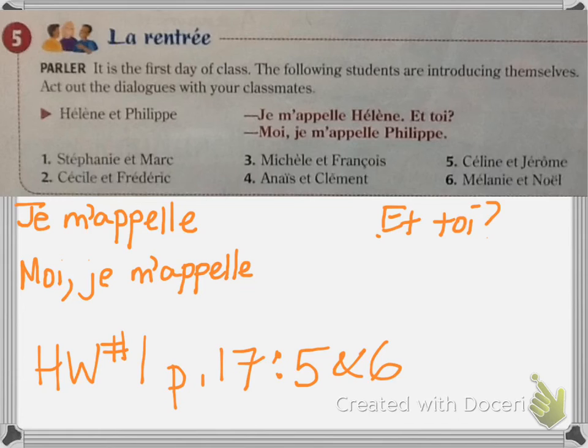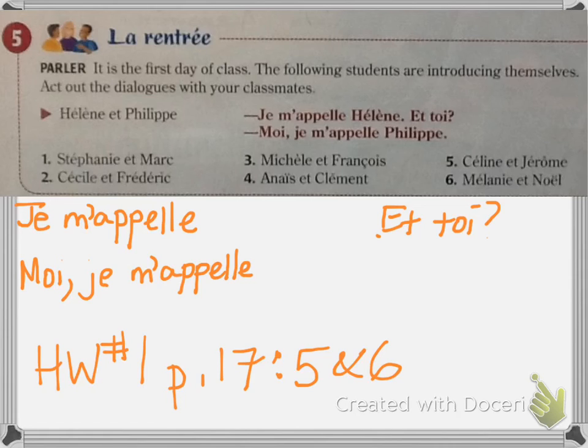Exercise 5 is la rentrée. It says, it is the first day of class. The following students are introducing themselves. Act out the dialogues with your classmates. Well, we're not going to act them out; we're going to write them out. Most times when you do assignments for me, you're going to write on your paper whatever they have in red in the textbook. And indeed, that's what you're going to do for this one.